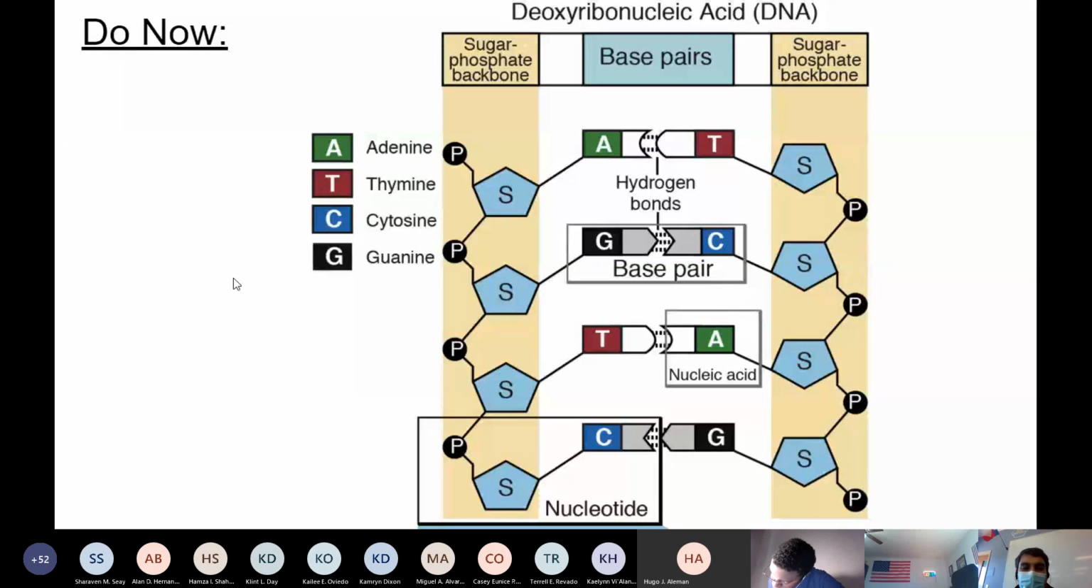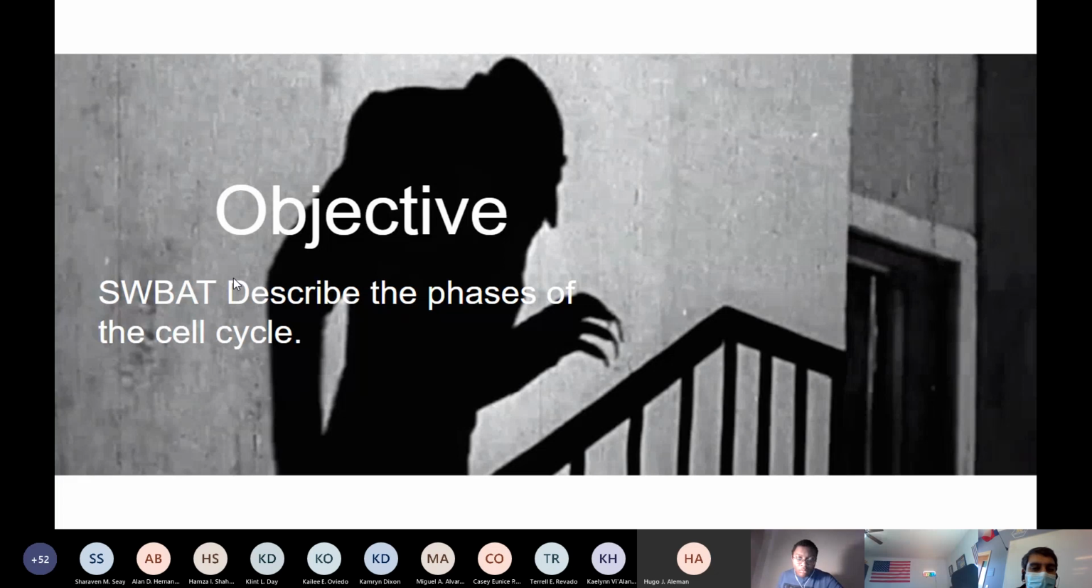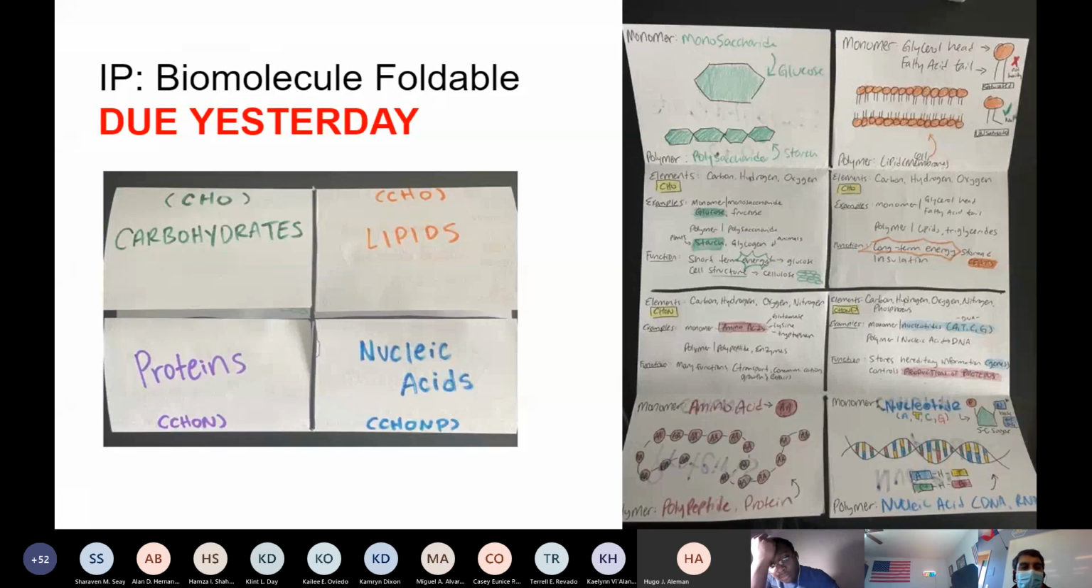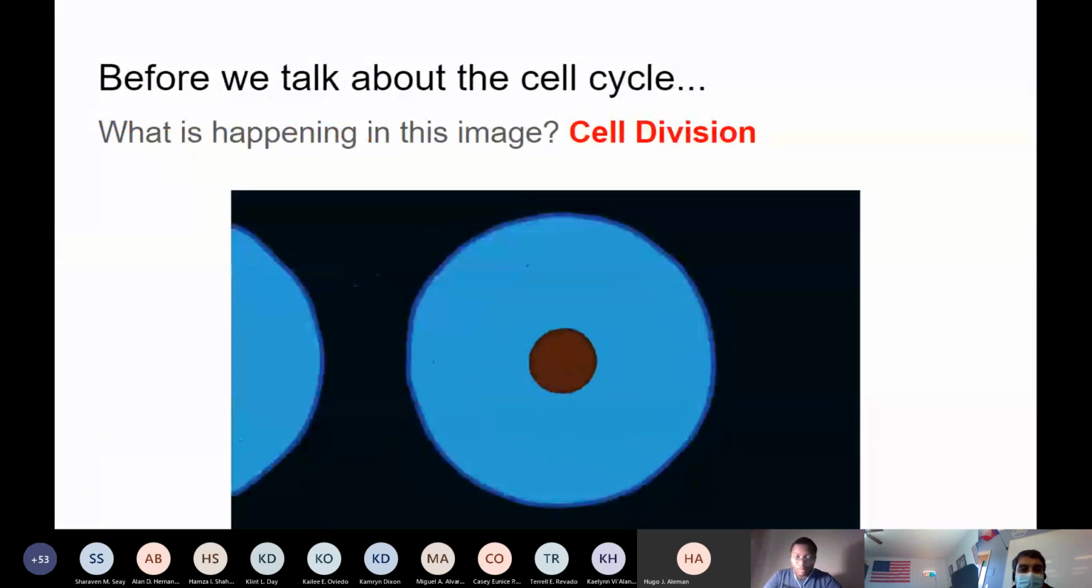Okay? Somebody to read the objective for me, please. Students will be able to describe the phases of the cell cycle. Very good. Thank you very much. This was due 2 days ago, actually. If you haven't turned in your biomolecule foldable, please get that turned in. Let's talk about the cell cycle.